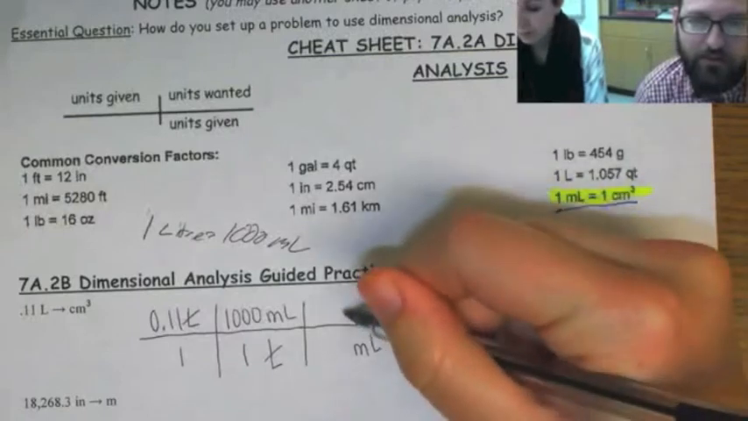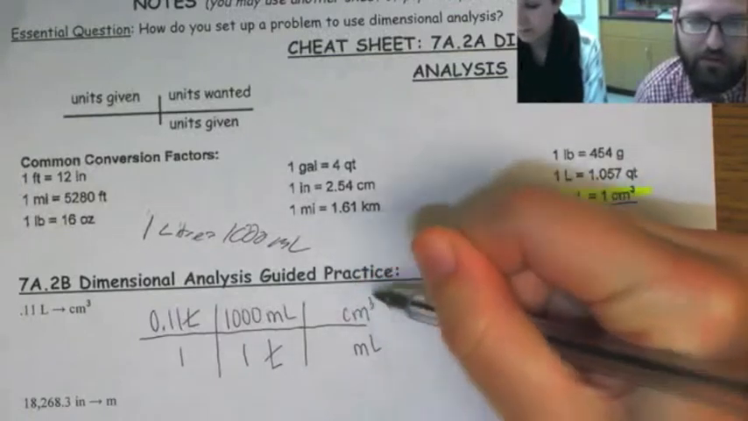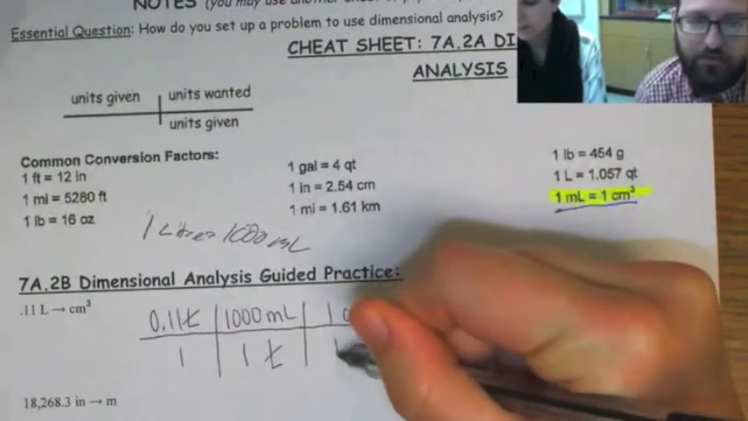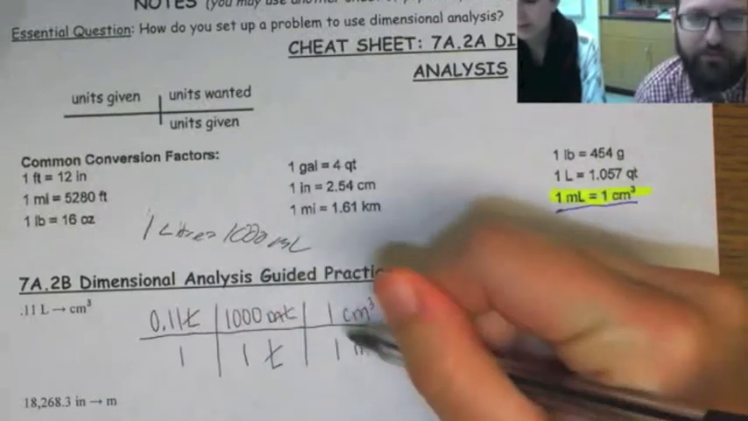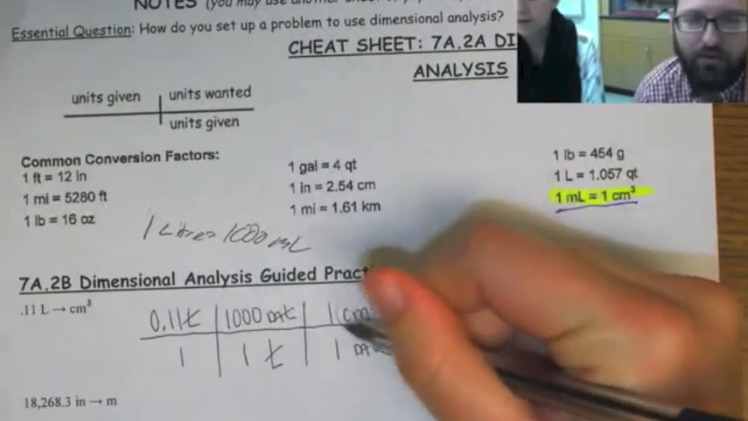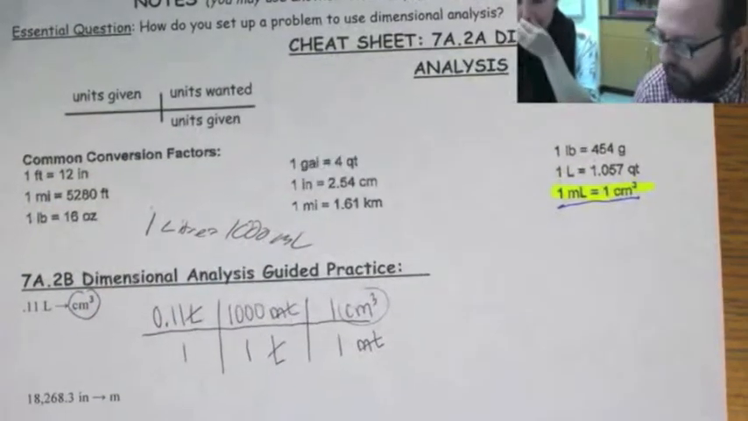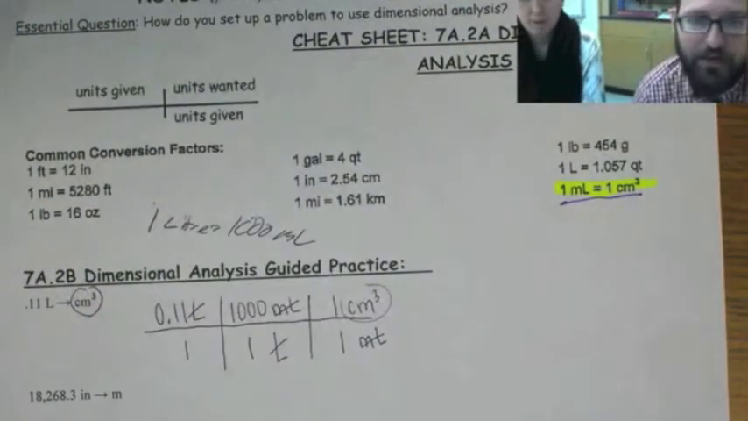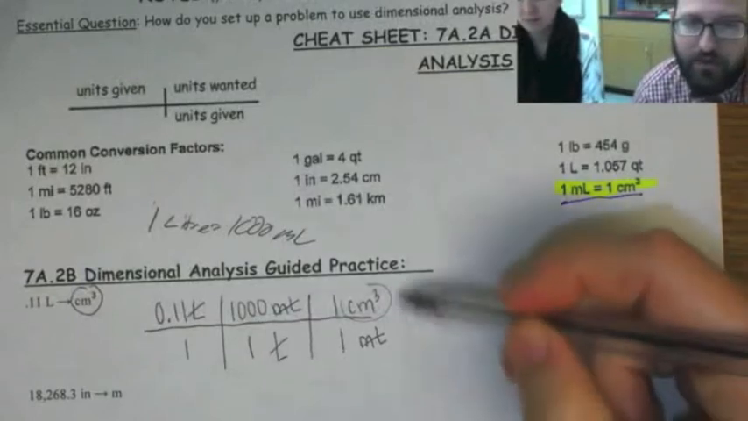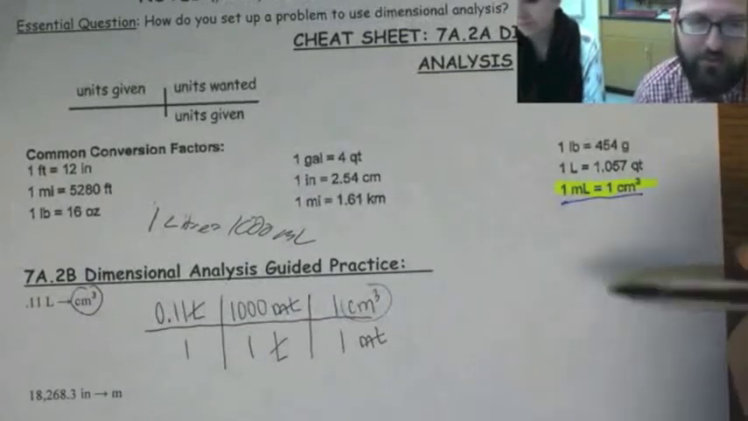centimeters cubed up here. 1 centimeter cubed, 1 milliliter. Now those cancel out. That's where I wanted to go originally. So I've got my right answer because the cubic centimeters match. So I can stop. I don't need to add any more vertical lines there.